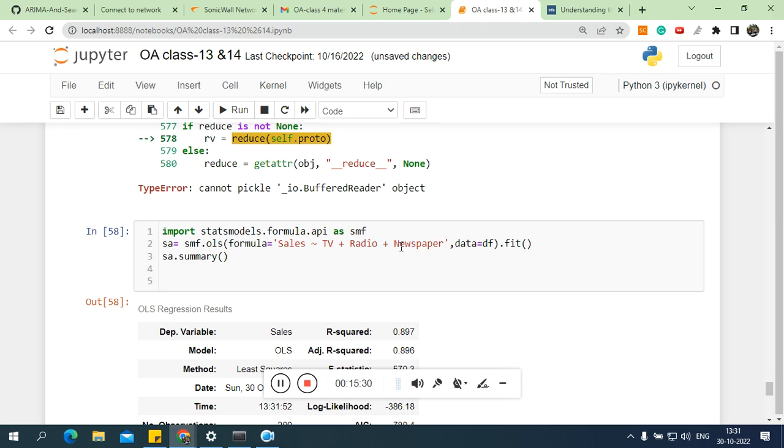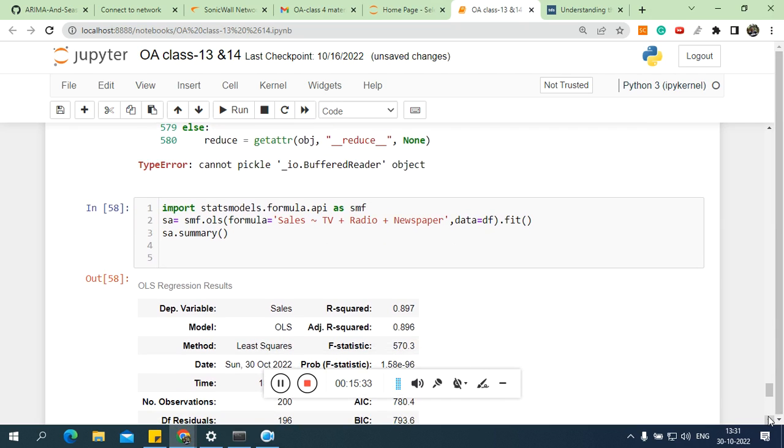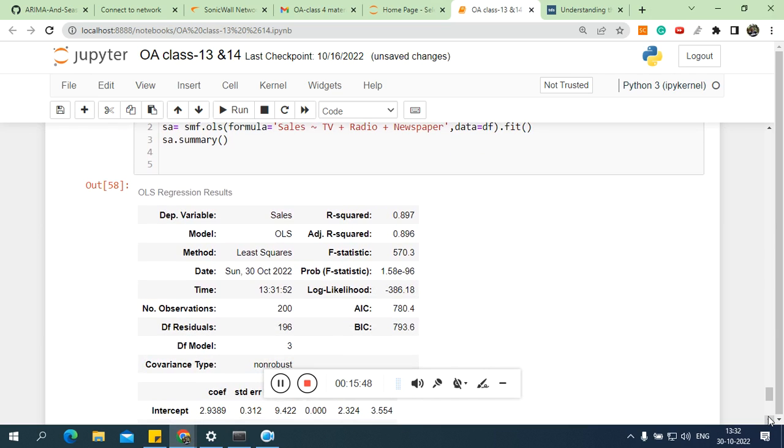Okay, so now for entire these three features, always remember you need to write the dependent feature on the left side, and on the right side you need to write the independent features. Now you can see what is the R square when you consider these three. What is the R square value? That is 0.89. We also made the model earlier and that time also our accuracy was 0.897. So R square is nothing but the accuracy of the model.